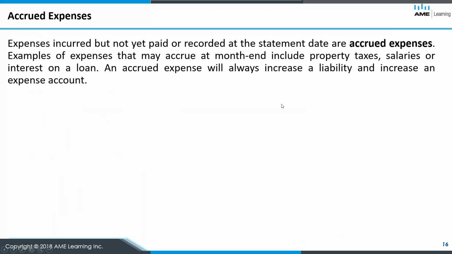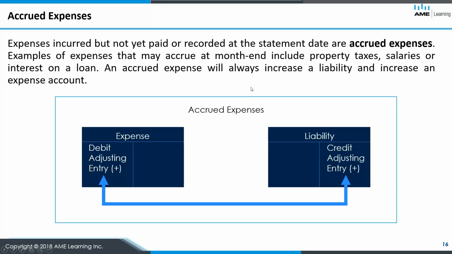Okay, let's talk about the concept of accrued expenses. So this is really similar to accrued revenue in some ways, but in this instance, we're talking about expenses and accruing those expenses. And the word accrual, in this context, is to basically build up the amount of expense and the obligation or liability associated with that expense that will eventually be paid in the future. Some examples of expenses that fall in this category are things like property taxes, salaries, or interest on a loan.